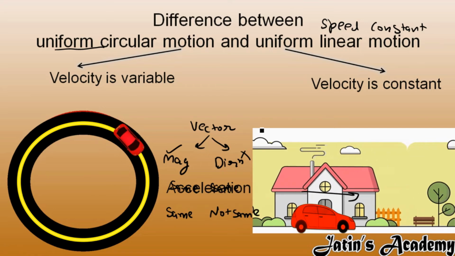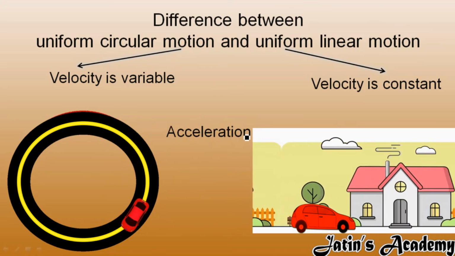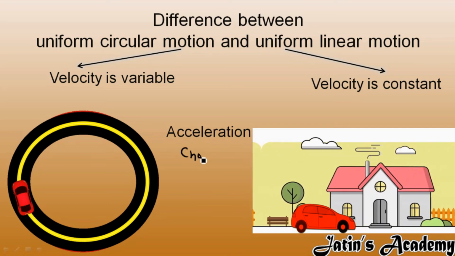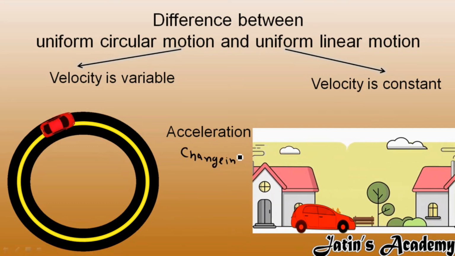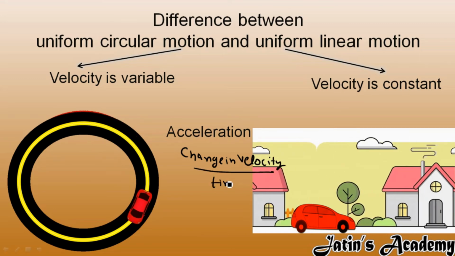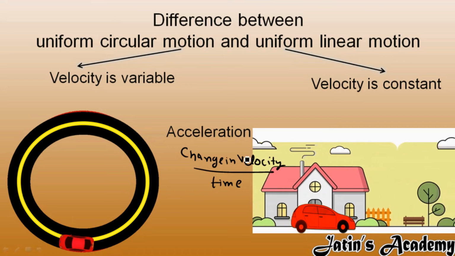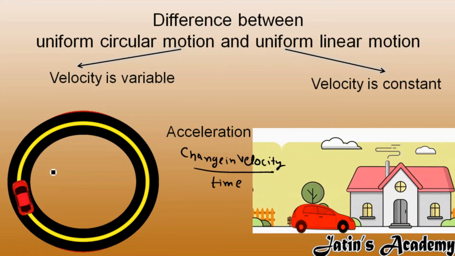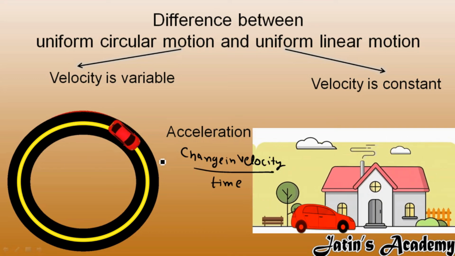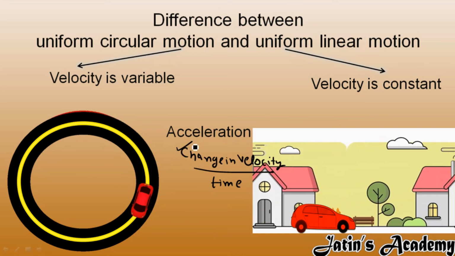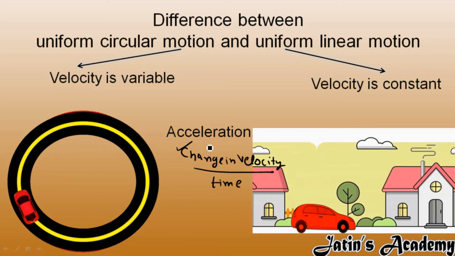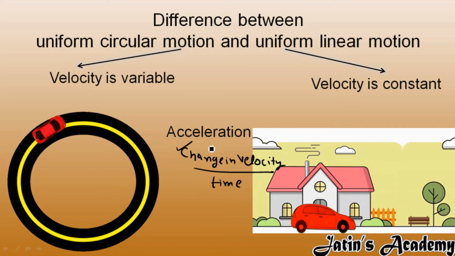So now let's talk about the acceleration. If I'm talking about acceleration, what is acceleration? Acceleration is change in velocity. Acceleration formula is change in velocity over time. So in which case is velocity changing? In uniform circular motion velocity is changing. Why is velocity changing? Because direction is changing. So velocity is changing because of direction, not because of the magnitude.